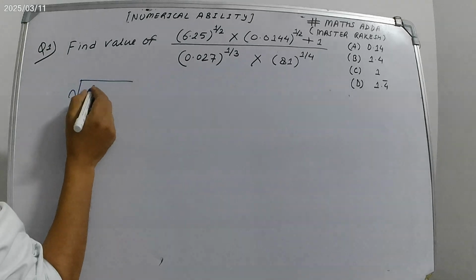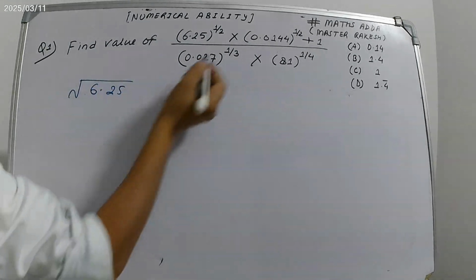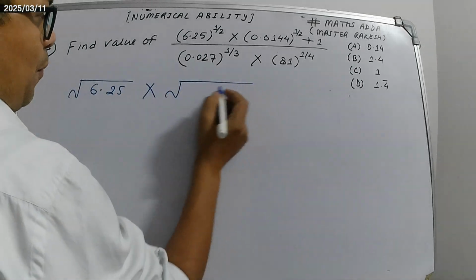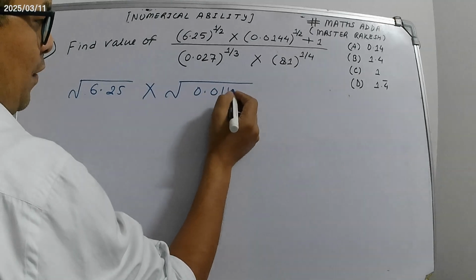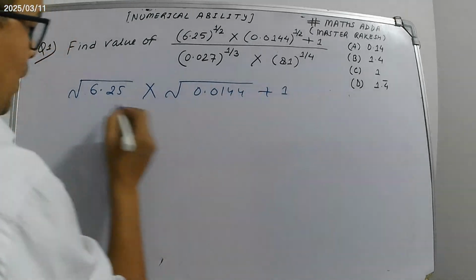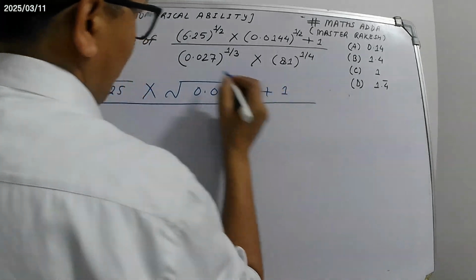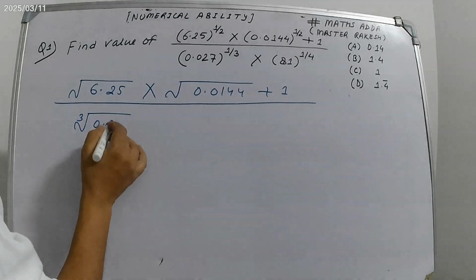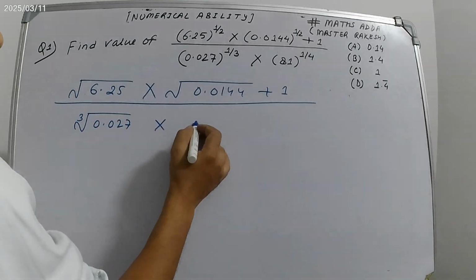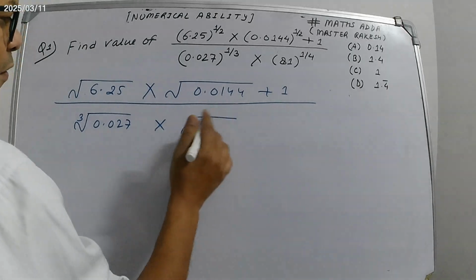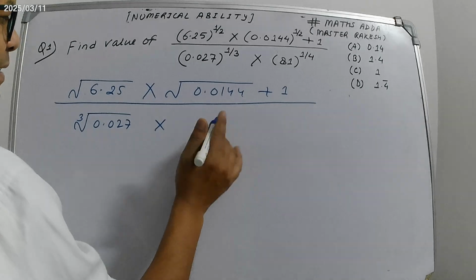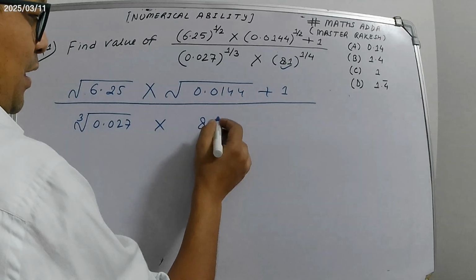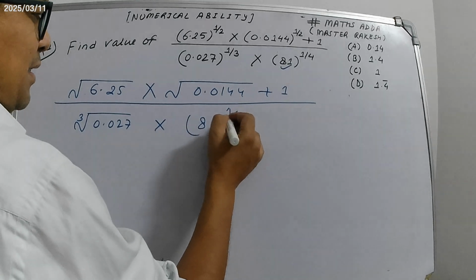We can write it in such a way: 6.25, 1 by 2 power is square root power, multiplied again by under root 0.0144, plus 1, whole upon 0.027, 1 by 3 power is cube root power, multiplied by 81 raised to power 1 by 4. 1 by 4 power is fourth root power, so keep it as it is.